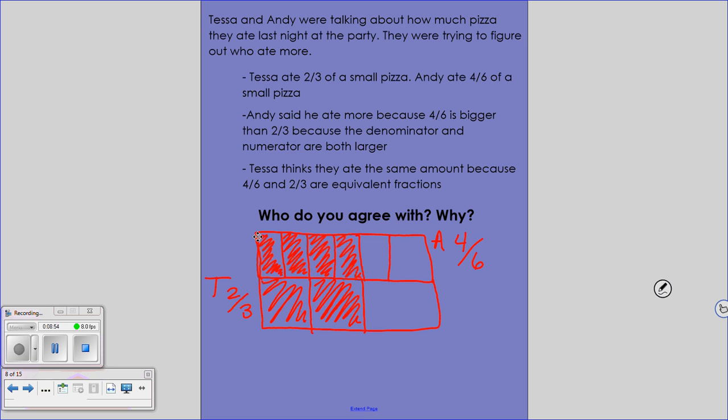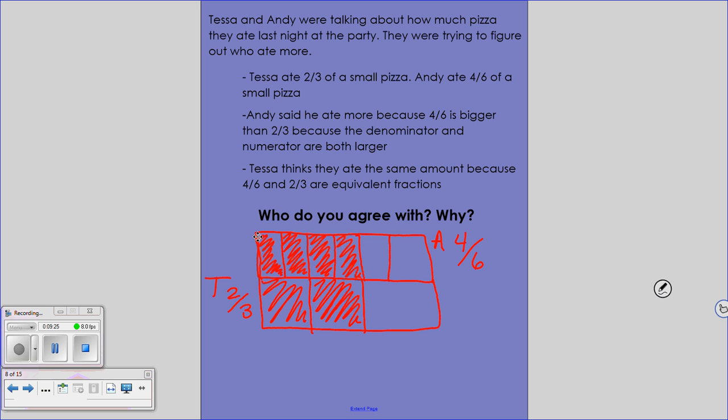This looks to me very similar to the fraction matches. Doesn't that look how we would set up fraction matches? Or with our fraction pieces, we would uncover the whole? Yeah. Beautiful, Harley. She said the shaded pieces are equivalent. They're worth the same amount. They look a little different, but they are worth the same amount. So we're agreeing with who? Tessa. Are there any questions about this one?